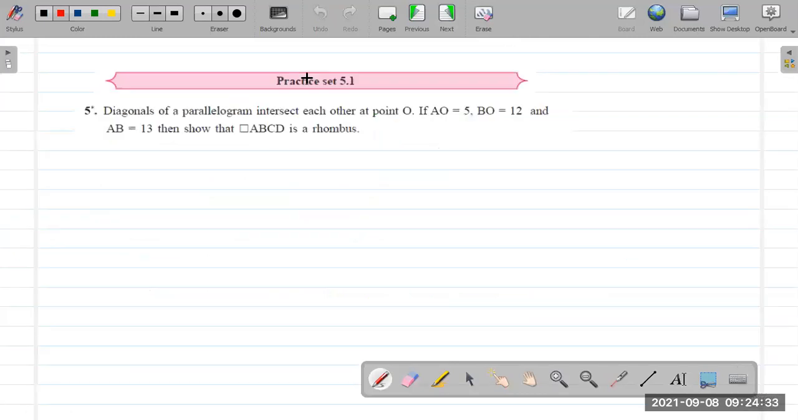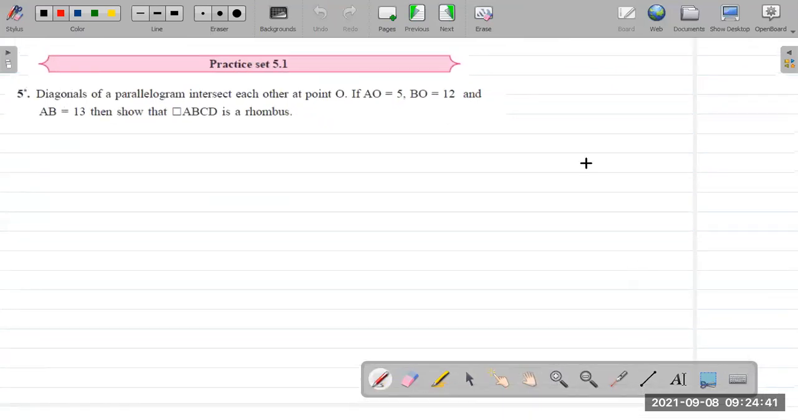Now let's look at the next question. Diagonals of a parallelogram intersect each other at point O. Okay, so we need a diagram first. Let's draw a diagram. There's a parallelogram with the name ABCD. Okay, let's just quickly draw it. And we are given AO equals 5 and BO equals 12, AB equals 13. We are asked to show that ABCD is a rhombus.